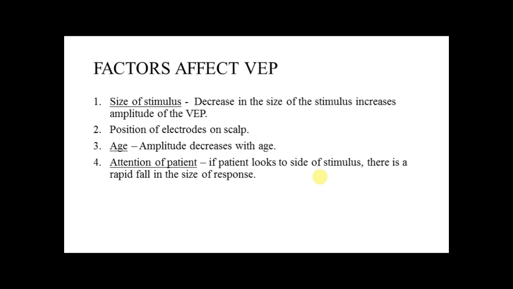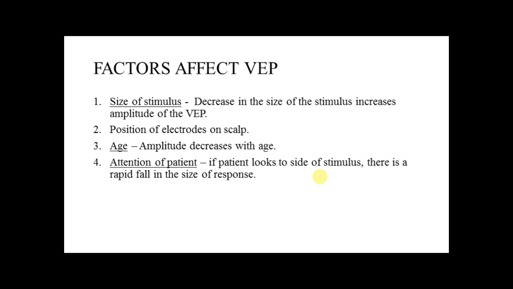Here are the factors that affect a VEP test. First, the size of the stimulus. As the size of the stimulus decreases, an increase in the amplitude will occur. Second is the position of the electrode placed on the scalp. As I already told, if we don't place it in the middle line, then it will take more of the left side. If it is tilted left, it will take more left signal as compared to right. Similarly, if it is more right-centered, it will take more right signal than left.